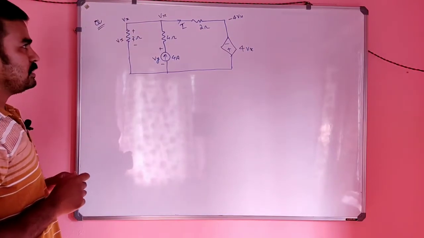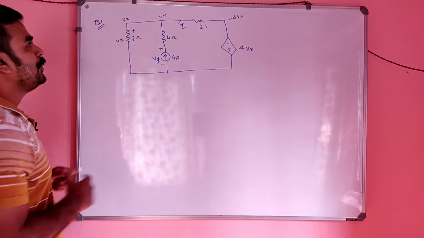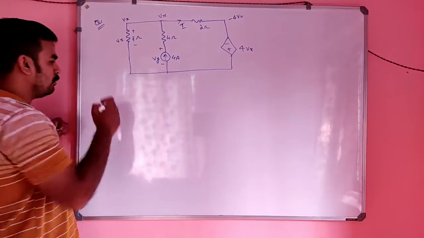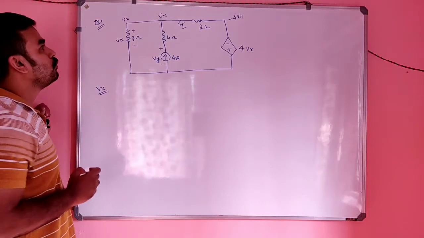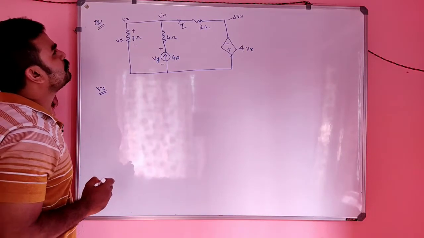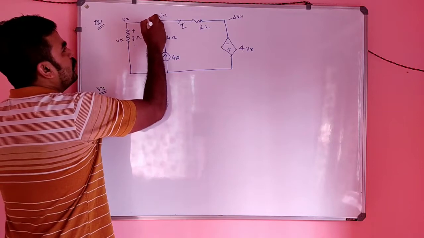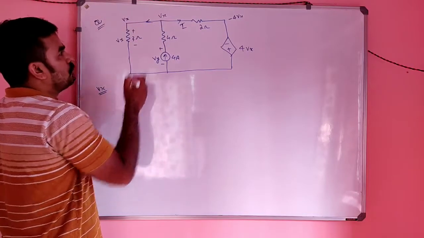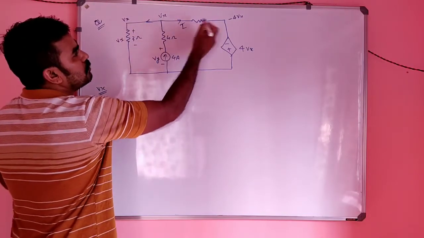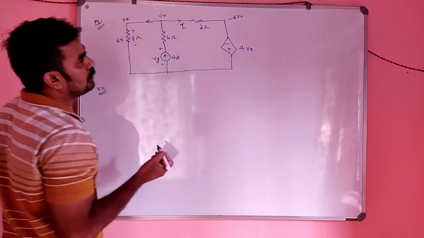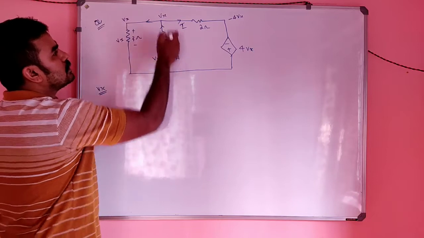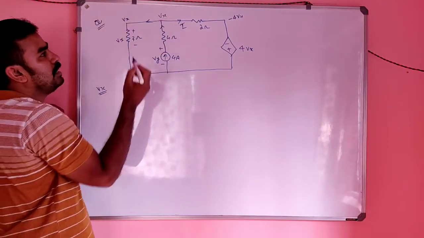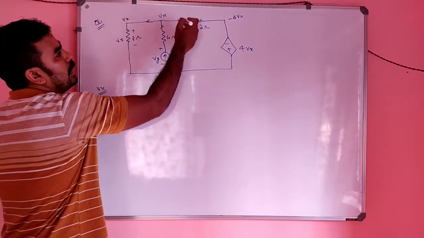So how can we solve this? Let's apply nodal analysis at this point Vx. Let's take the nodal equation for Vx. I can arbitrarily assume certain directions of currents here, so no need to get confused. This is an upward current, so it will be like this, and like this, and like this.